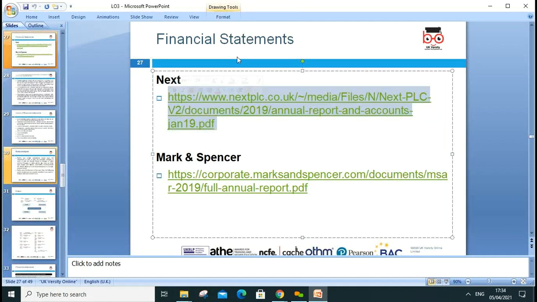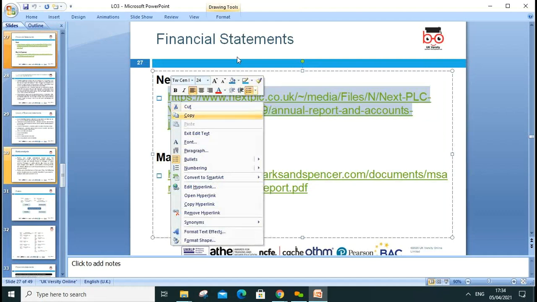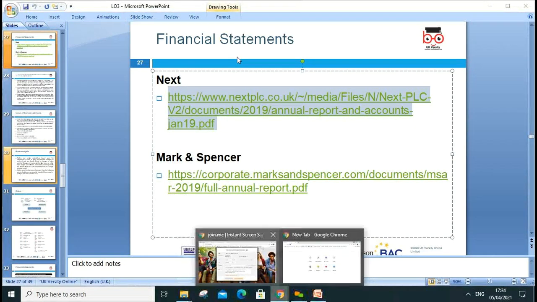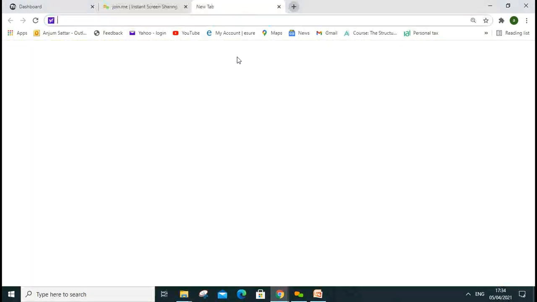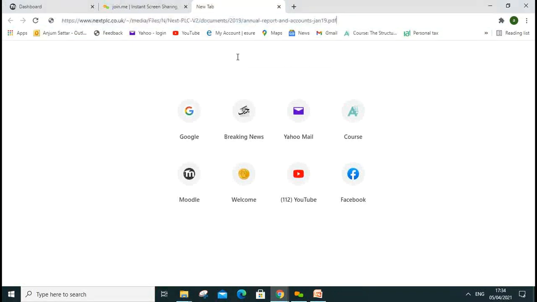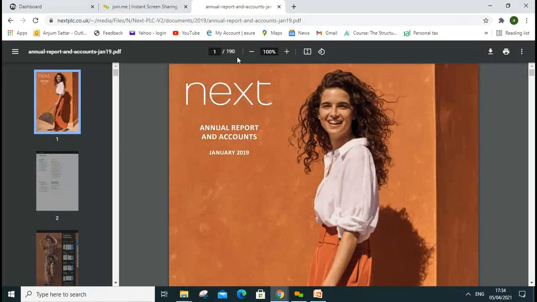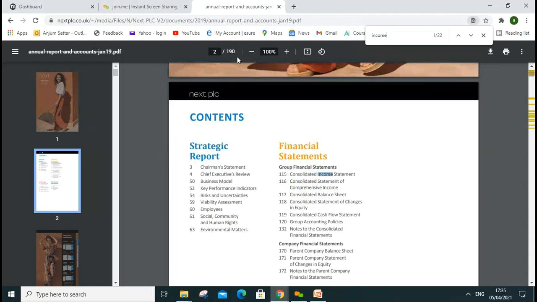We have companies called Next and Marks and Spencer, these two companies. So what we can do, we can copy these links to the financial statements, and we can look at what happened in those years in their financial statements. We can even compare. So the consolidated income statement is on page 115. So I can simply type 115.